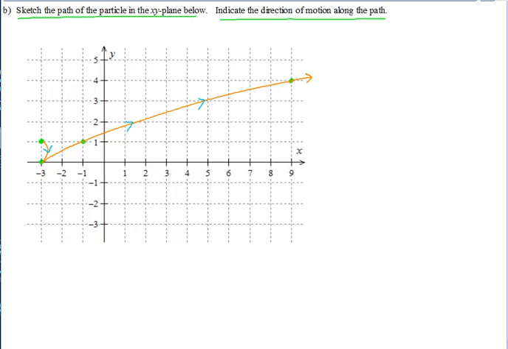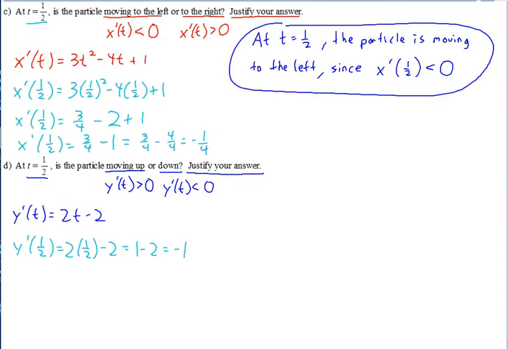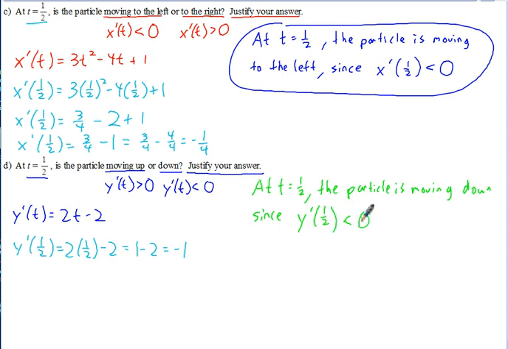Which, if you think about our graph, does make sense, right? We could see at 1/2 it is heading down as well, and as we found it's moving left, so it's somewhere right there. So we can say at t equals 1/2, the particle is moving down since, again, similar justification, the derivative of y, specifically at 1/2, y prime of 1/2, is less than 0.